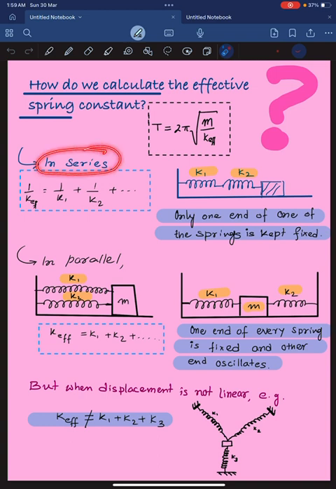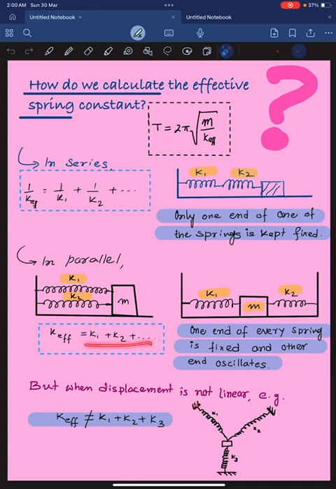So what is series connection? Series connection is the connection where only one end of one of the springs is connected to the rigid support. And in that situation, the effective spring constant is given by 1/k = 1/k1 + 1/k2. In parallel, however, one end of each spring is connected to the rigid support. In that situation, the effective spring constant is simply the addition of the individual spring constants.